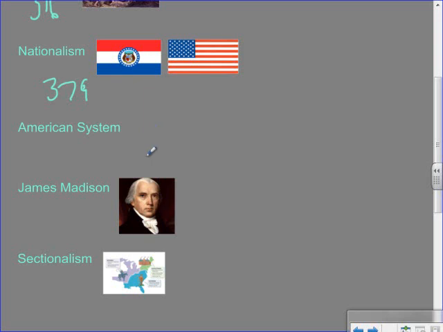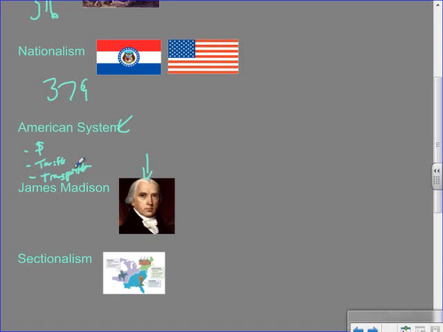James Madison, who is down here, wants to increase nationalism, and he puts in the American system. The American system has three steps to it, just kind of like Hamilton's plan that we've been talking about. It is going to create a national bank that is going to have one type of currency that everybody is going to use. National bank, one type of currency. There's going to be tariffs. And it's going to increase transportation.